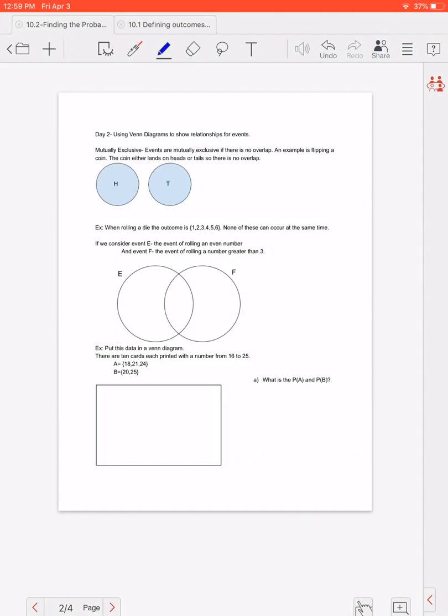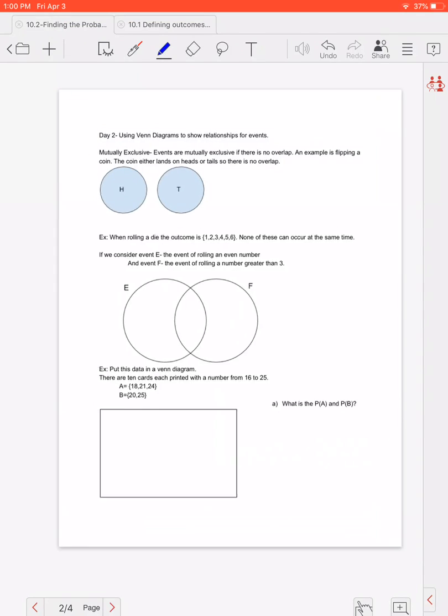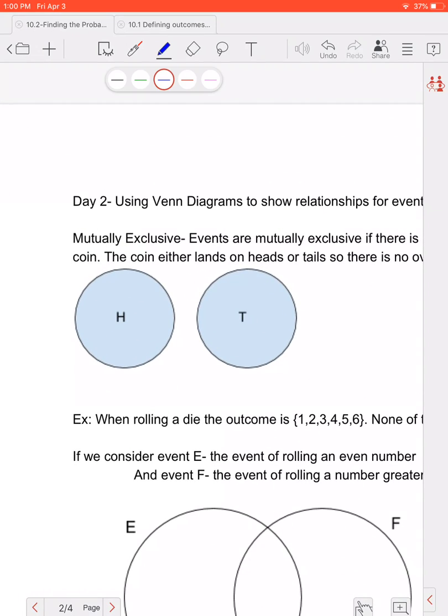Okay. First thing we need to talk about is mutually exclusive events. Mutually exclusive events are events that have no overlap. For an example, flipping a coin. The coin either lands on heads or tails. There's no overlap, right? I can't land on heads and tails at the same time. Okay. So that's why these circles are separate.